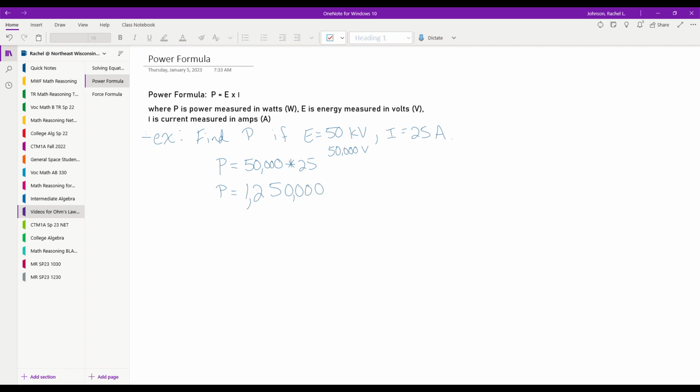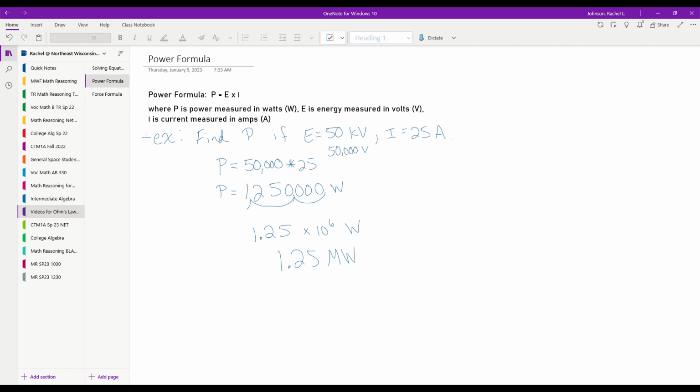So 1,250,000 watts. Now to change this to proper engineering notation, let's go 1, 2, 3, 4, 5, 6 to get my value right here to be between 1 and 99. So this would be 1.25 times 10 to the 6th watts. So 1.25 megawatts.